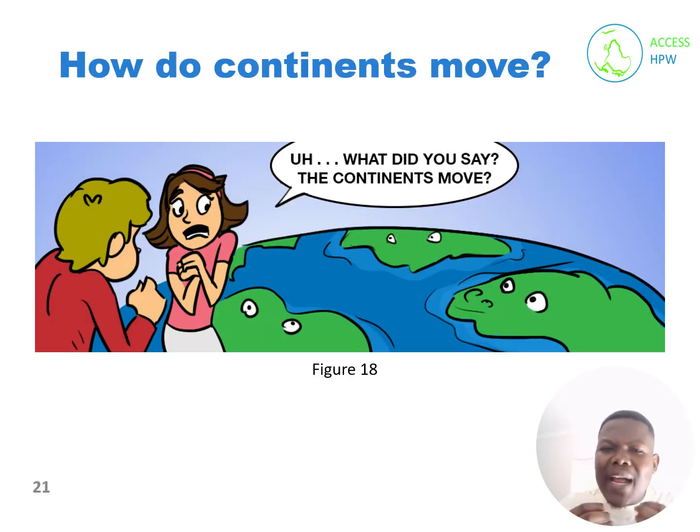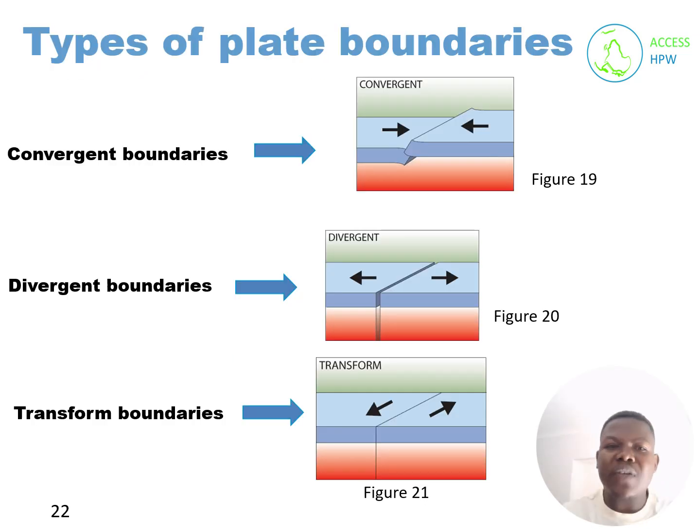Now, you might be asking yourself, yes, I get that continents move away from each other, but how do they move? So we have types of plate boundaries that will help us explain how they move. We have the convergent boundaries. This is when two plates are moving towards each other. We have the divergent boundaries. This is when two plates are moving away from each other. We then also have transform boundaries. This is when two plates are moving past each other.